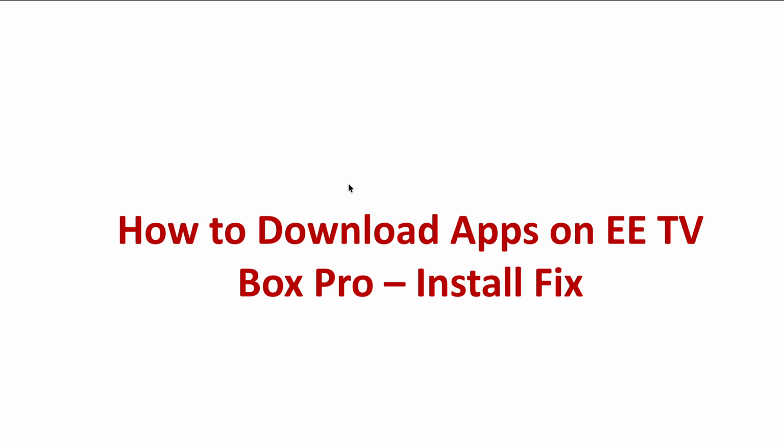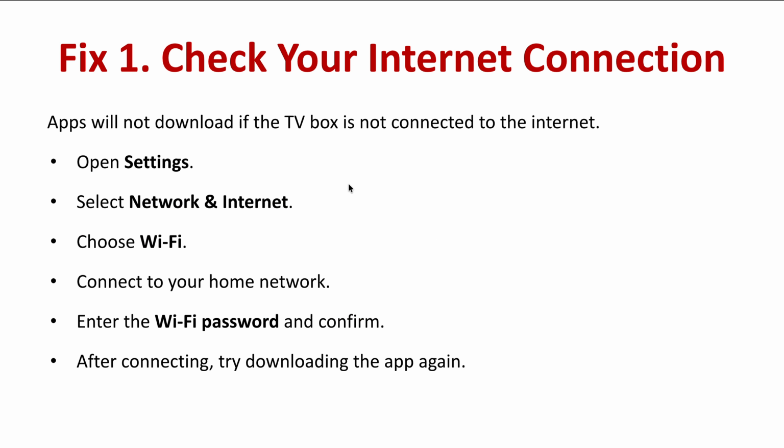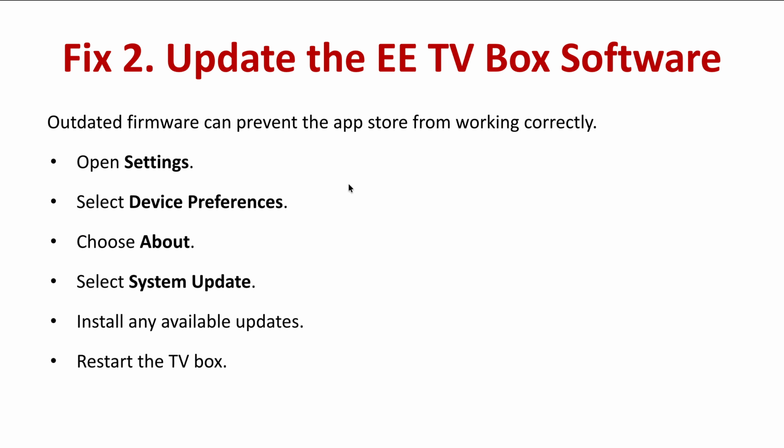So, how to download apps on EE Box Pro, install fix. Fix 1 is check your internet connection. Apps will not download if the TV box is not connected to the internet. Open settings, select network and internet, choose Wi-Fi. Connect to your home network. Enter the Wi-Fi password and confirm. After connecting, try downloading the app again.